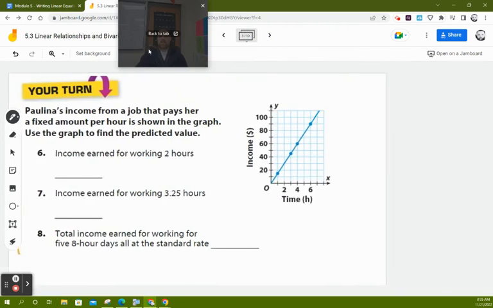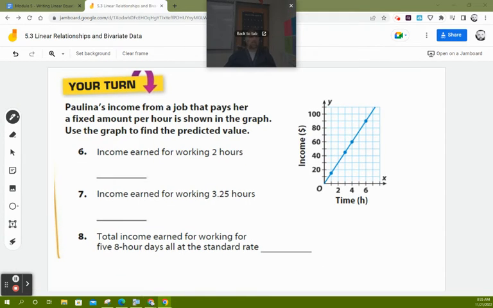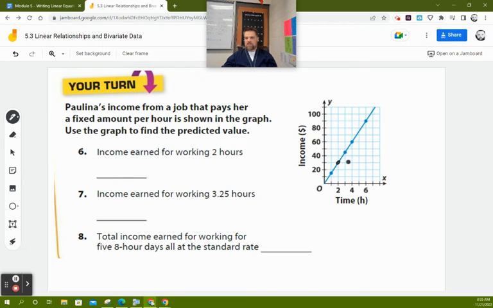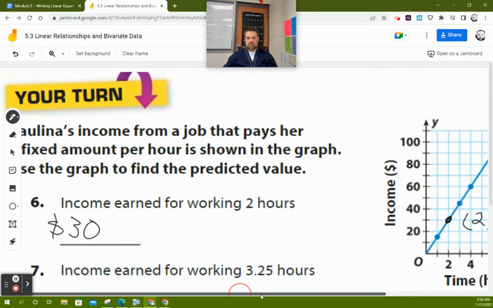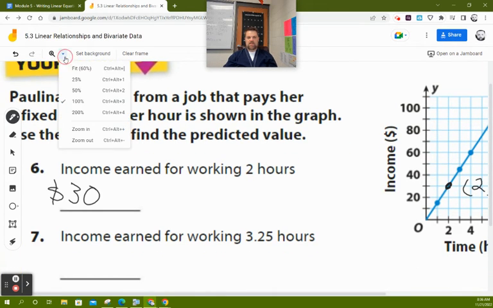Let's move on to one more thing. So if you look at this, it says Paula's income from a job that pays her a fixed amount per hour is shown on the graph. Use the graph to find a predicted value. So the income earned at 2 hours. So if I go to 2 and I go up to the graph, where does that look like that crosses? 2, 30. So what does that tell us? That it's probably $30, right? I zoomed in a little too much on that one.